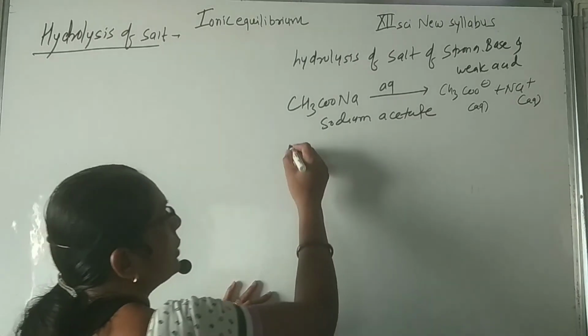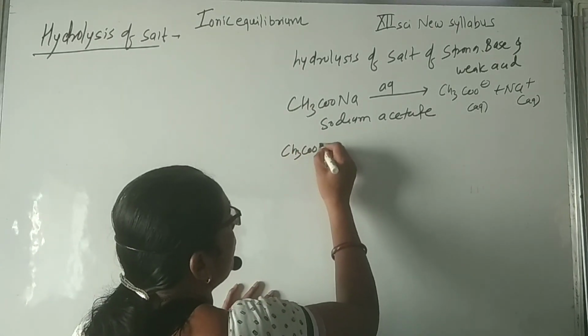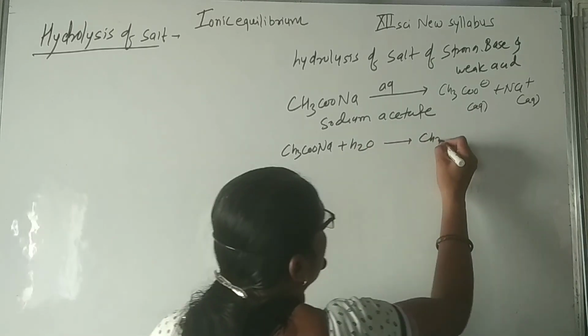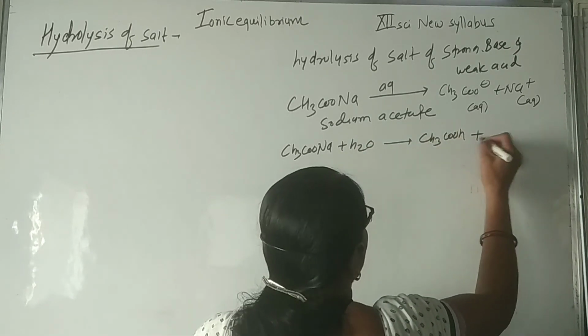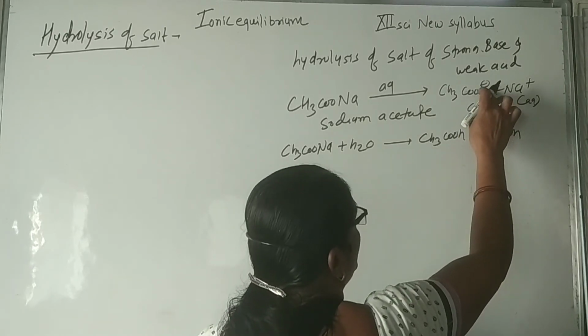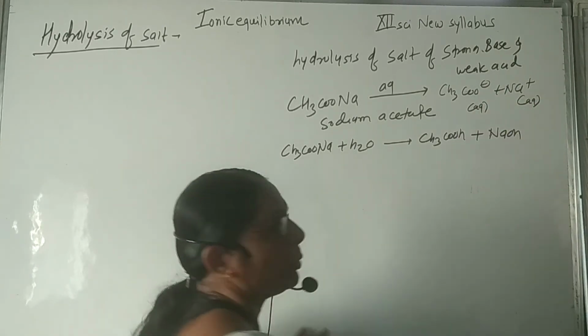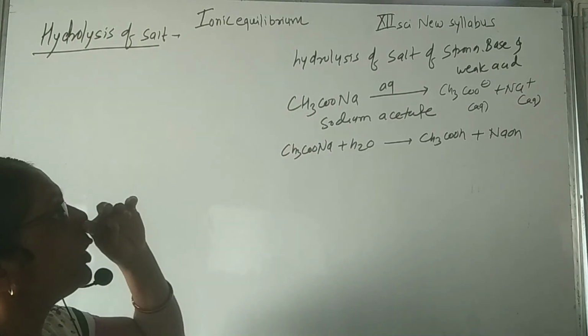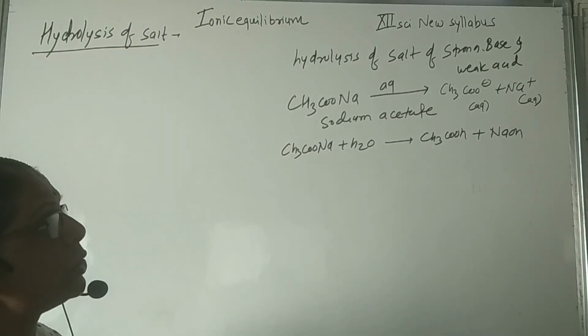I can also write it the same way. If sodium acetate is dissolved in water, what does it give? It gives acetic acid plus NaOH. Acetic acid has the acetate ion, and NaOH has the Na+ ion. So this way we can represent it. What is the nature of the hydrolysis of the salt of a strong base and weak acid?